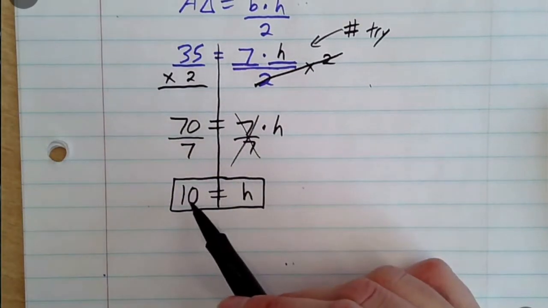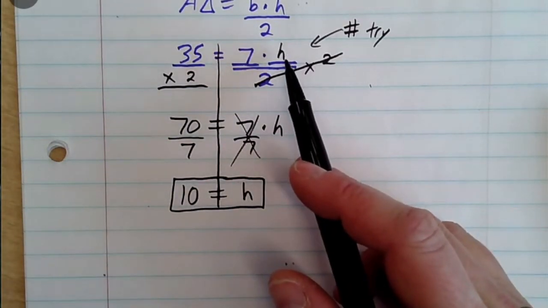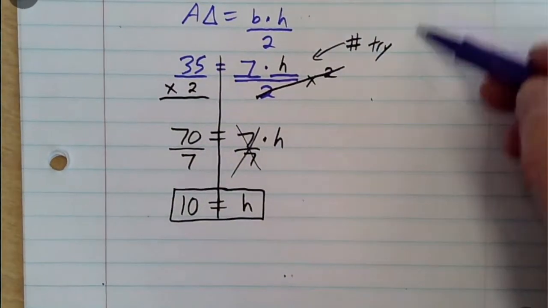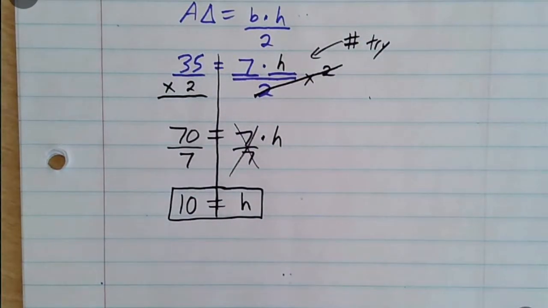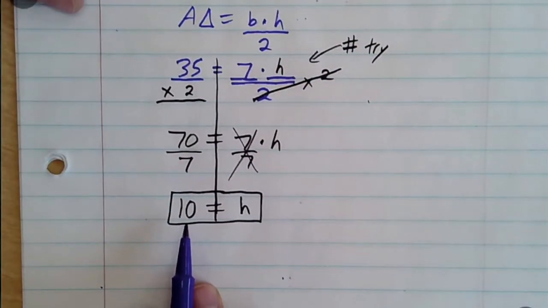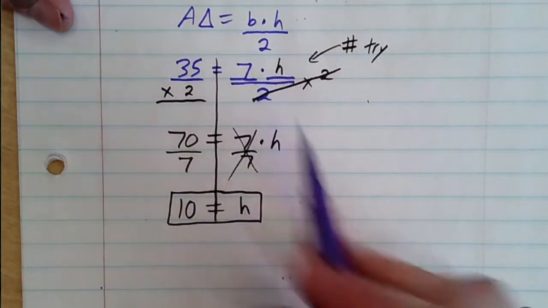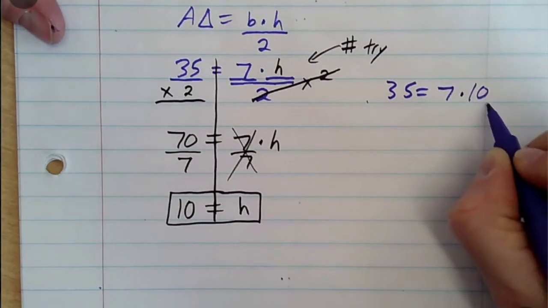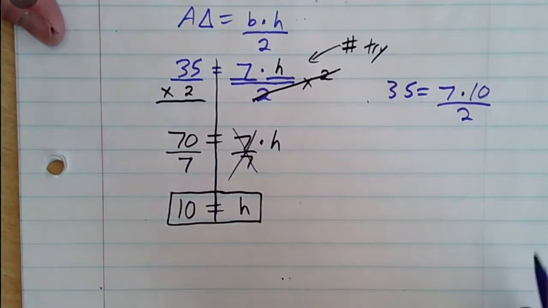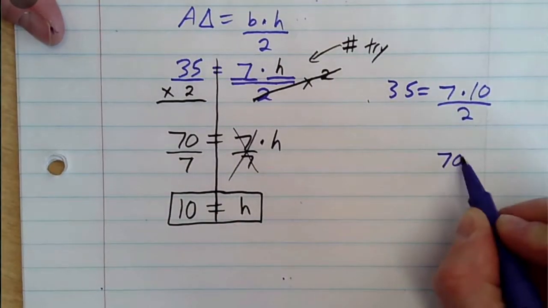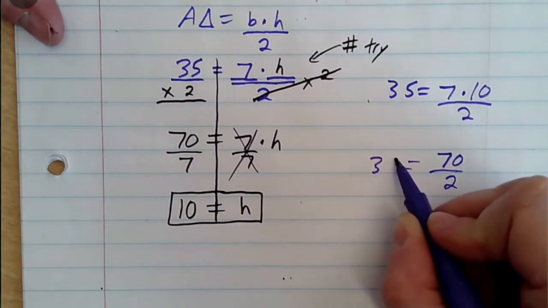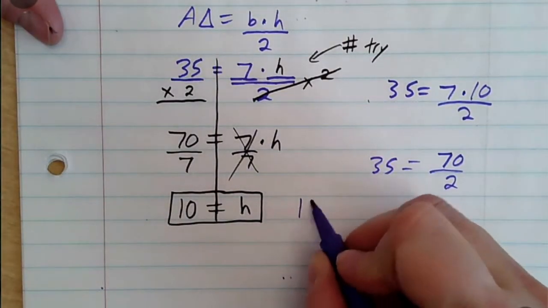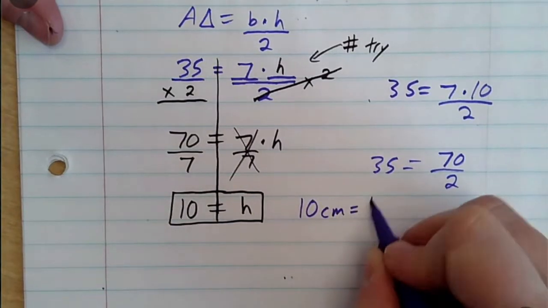And so then you can check. If the height's 10 way up here, does that work? Trying a number is not a bad idea, especially if I give you a bunch of numbers to try. You could just start plugging them in and seeing which one works. You could also solve to figure out what it is. So if your height's 10, does that work way up here? Let me rewrite that. 35. Does that equal 7 times 10 divided by 2? 7 times 10 is 70. 70 divided by 2 would equal 35. And so that is true. So what is your height? You would call this 10 centimeters, which equals your height.